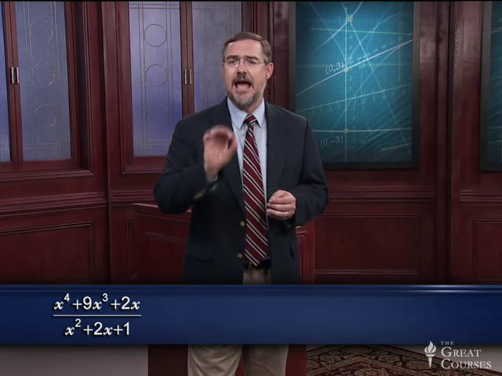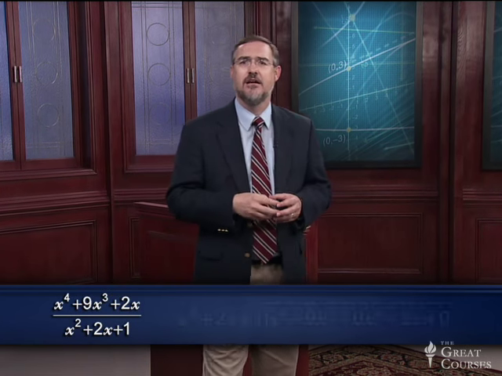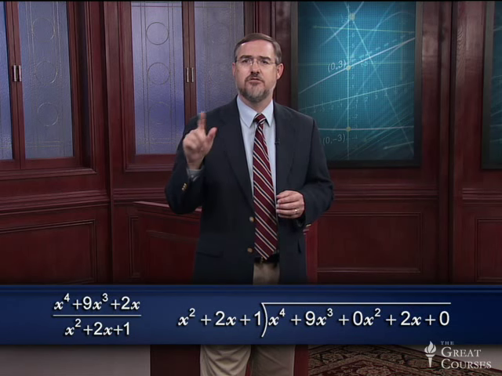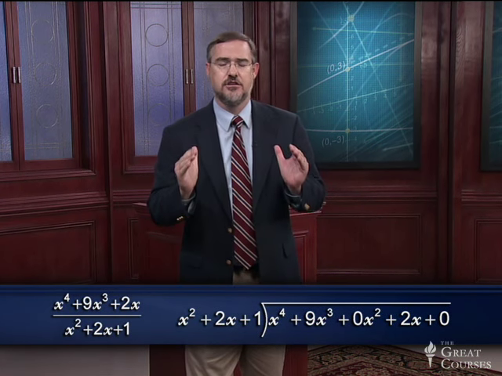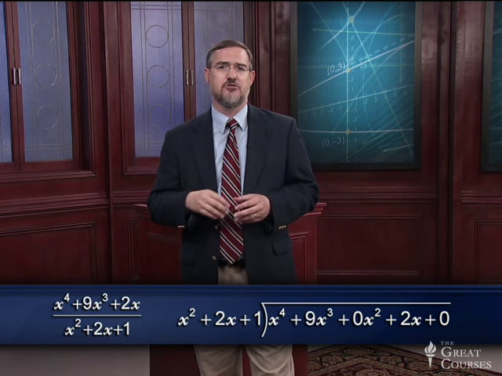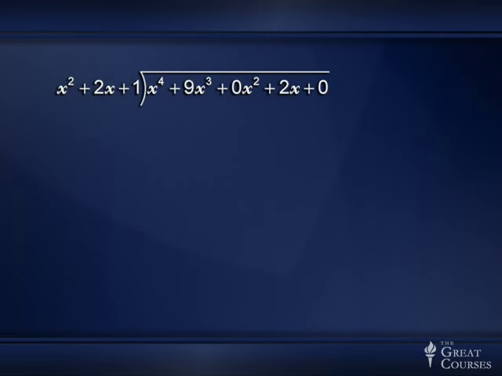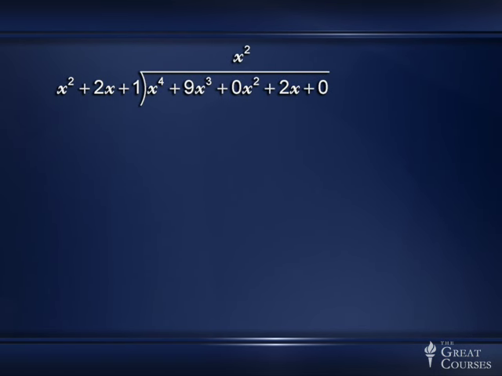Now, if you remember to add in those terms that we're missing by putting a 0 in front of them, you're going to have x to the fourth plus 9x cubed plus 0x squared plus 2x plus 0 underneath the division symbol. And in the divisor area, you're going to have an x squared plus 2x plus 1. Now, you ask the same question. How many times does the x squared go into the x to the fourth? And it goes in x squared times, because x squared times x squared is x to the fourth.